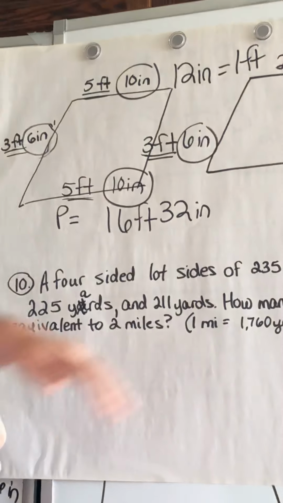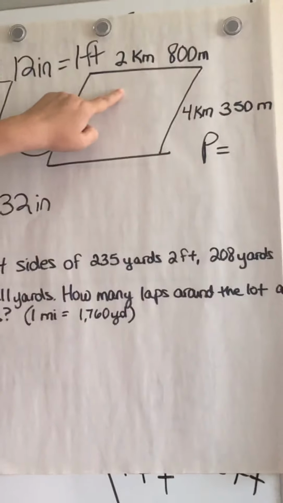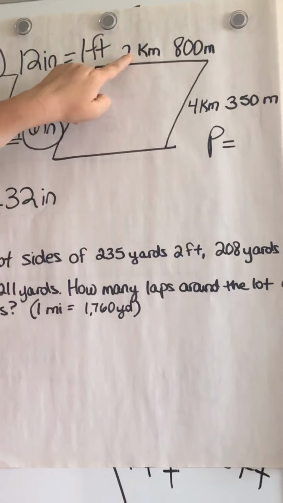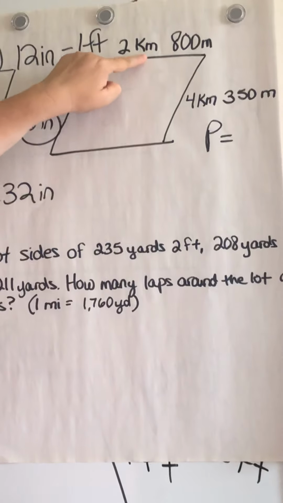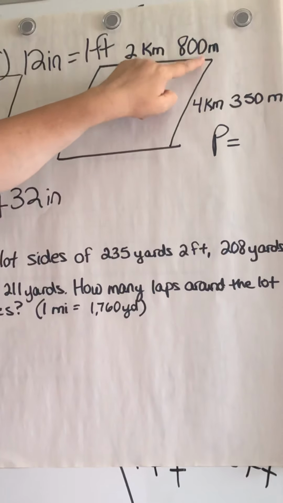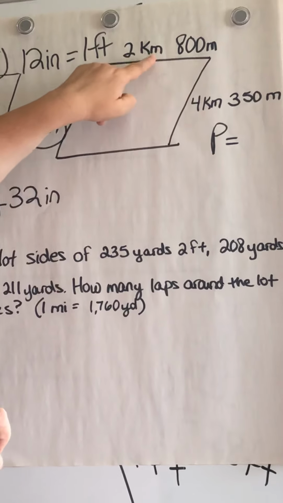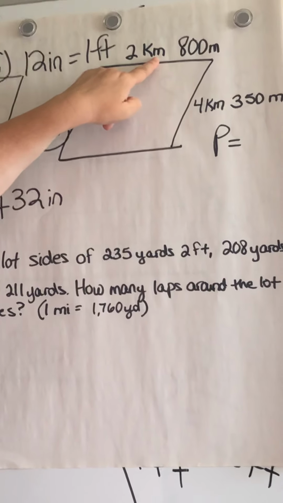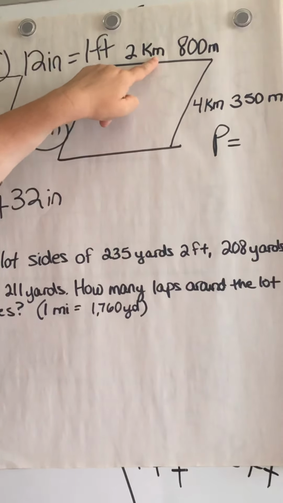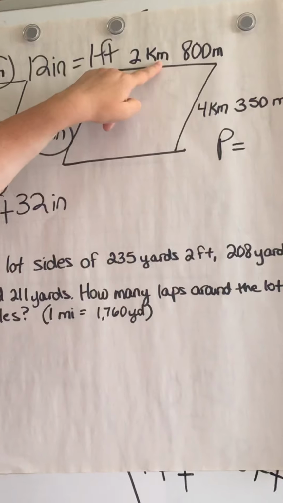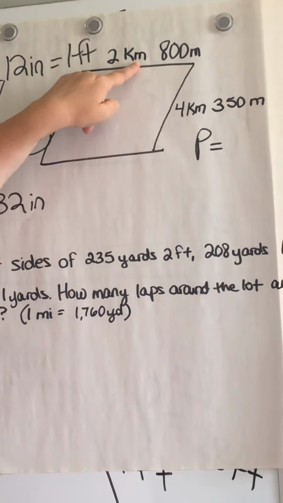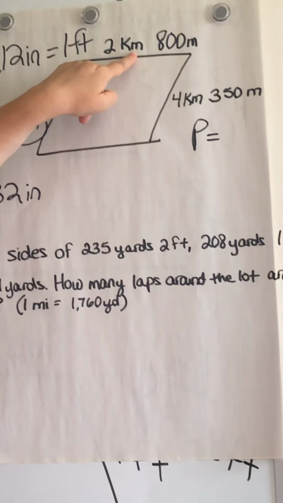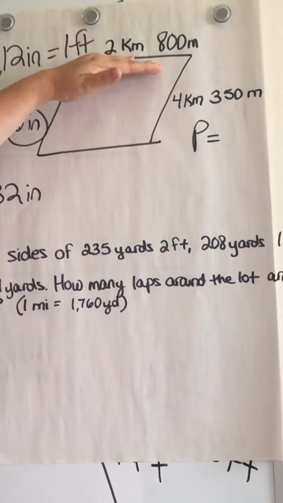All right, so we're going to try this problem right here. We have 2 kilometers and 800 meters. Remember, a kilometer is a whole lot more than a meter. Kilometers are, I believe, a little bit more than half a mile. A lot of these kinds of measurements are used all around the world except the United States and the surrounding areas. This is called the metric system.